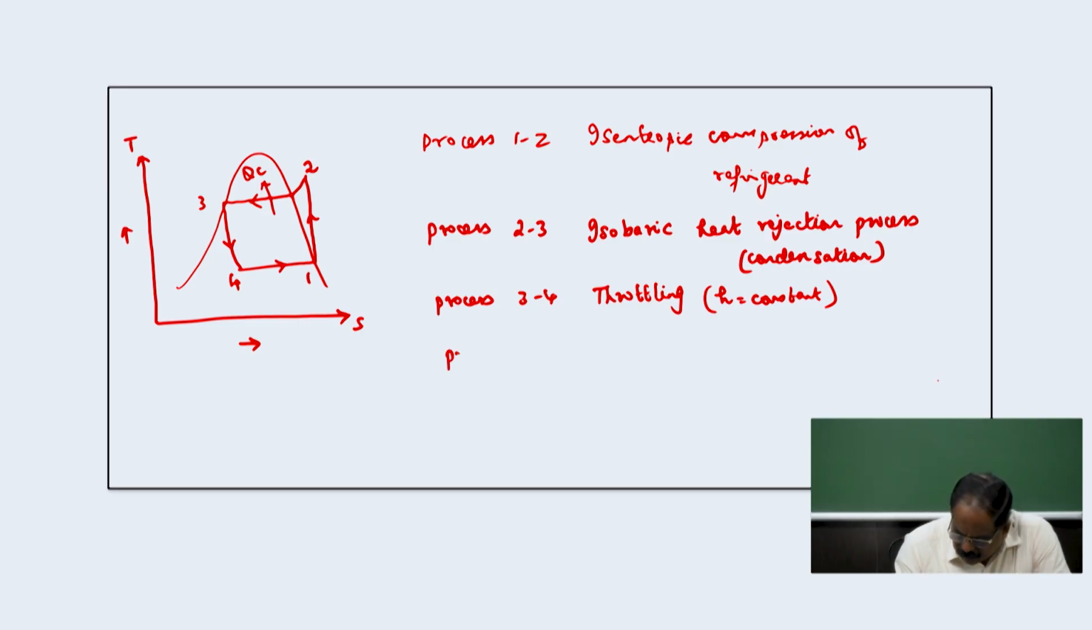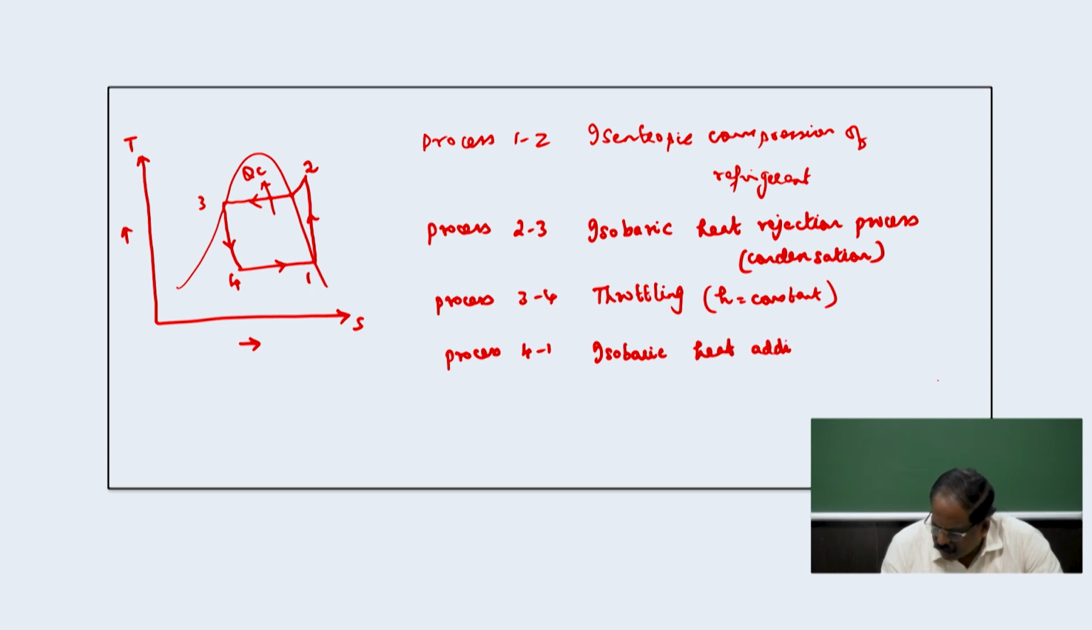Then process 4 to 1. It is an isobaric process again, an isobaric heat addition process, that is nothing but evaporation.